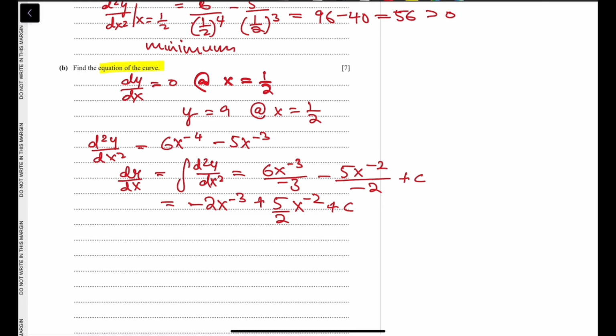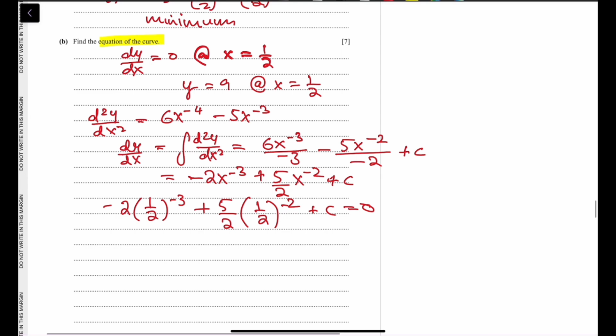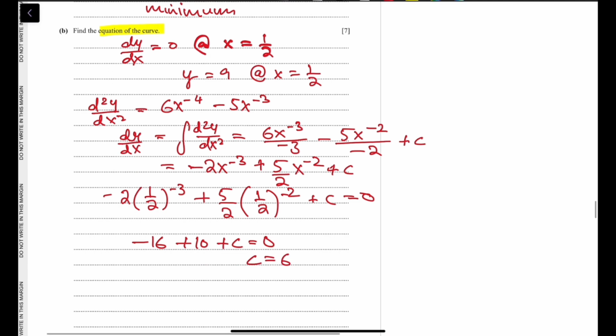And we know that when x equals 1/2, this is equal to 0. So we're just going to substitute 1/2: negative 2 times 1/2 to the power negative 3, plus 5 over 2 times 1/2 to the power negative 2, plus c equals 0. If we expand those, I'll do the math. Negative 2 times 8 is equal to negative 16, plus 5 over 2 times 1/2 to the power minus 2, which is 10, plus c equals 0. Therefore, c must equal 6.